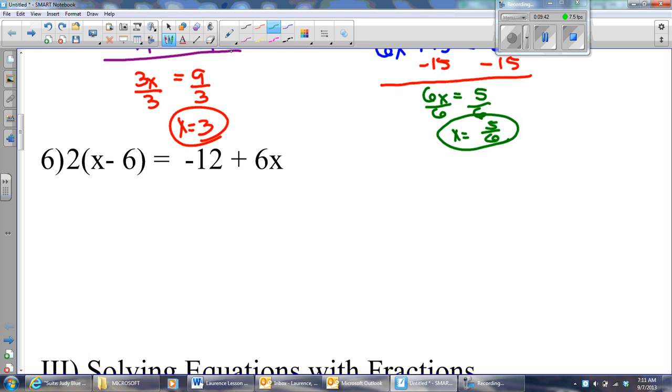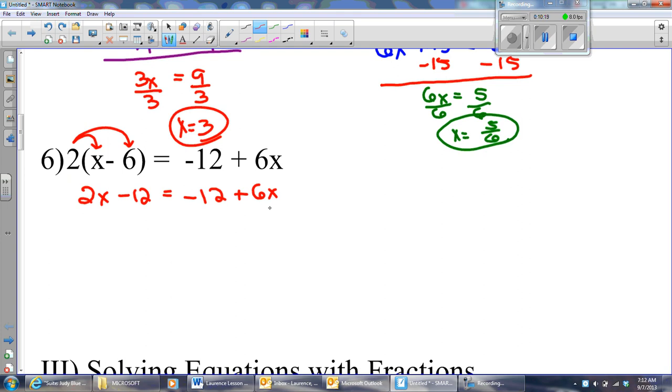All right, number 6. If I wanted to, I could do the division thing. I'm not going to demonstrate it, but I could divide both sides by 2. Just remember, if you do that, you'll have to divide here and here by 2. I'm going to go ahead doing it using distribution, but if you're comfortable with the division, you go ahead. Distribute the 2, and I'll get 2x minus 12, and that's going to equal negative 12 plus 6x.